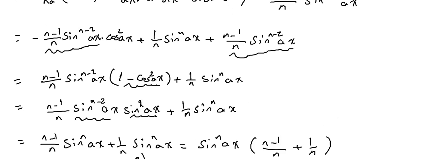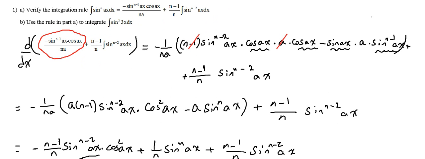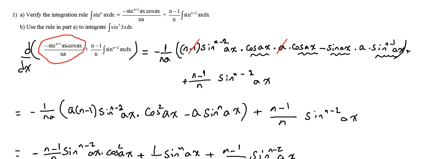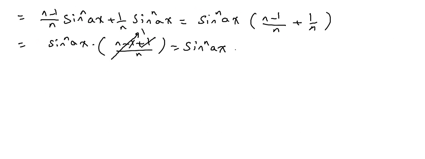And this is correct. This is correct because the question wants us to prove that the integral of sine power n ax dx is equal to all this, or the derivative of all this is equal to sine power n ax dx. So if we derive this, it will be not integral, sorry, it will be sine power n ax, and this is correct. Part B, he wants me to use this formula.